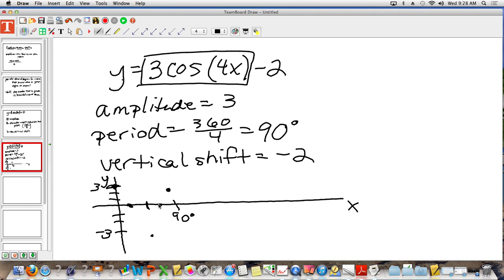Now this is what the graph would look like normally. But then we have a vertical shift that has to be added to it. So what do I do to every single one of these points? Down 2. You move them down 2 units. So take this 3, move it down 2, I'm going to put it here. Take this point, move it down 2, it ends up here. Which means now my graph is going to go as low as -5, not -3.